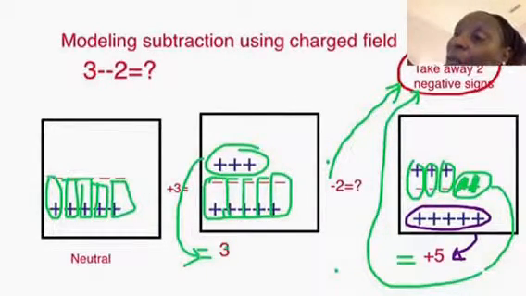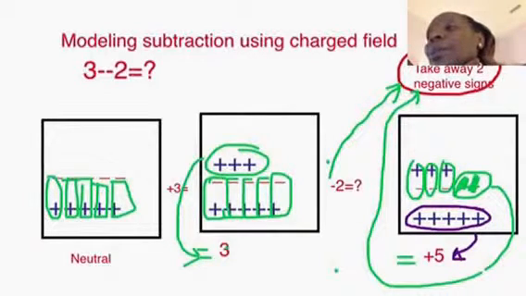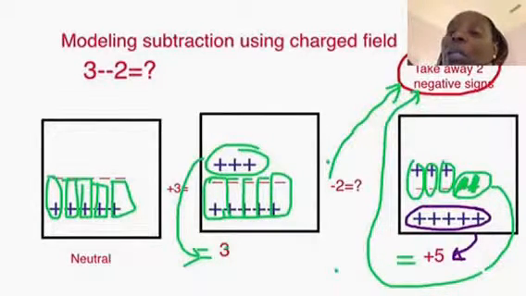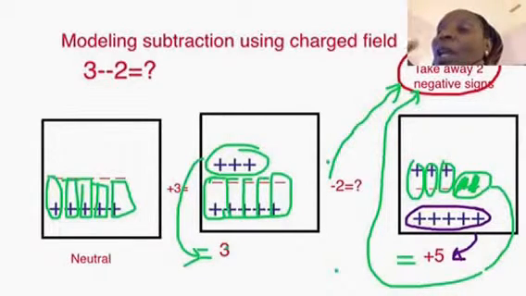I hope you have a better idea about how you can model subtraction and addition using counters and charge field. I recommend that you look at the rules. What is the first rule? The first rule is to start with a neutral charge, a neutral beginning, where we have positive and an equal number of negatives.